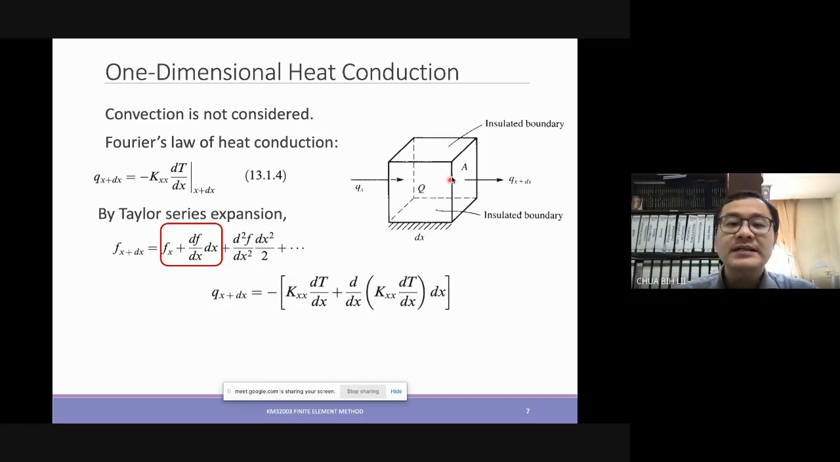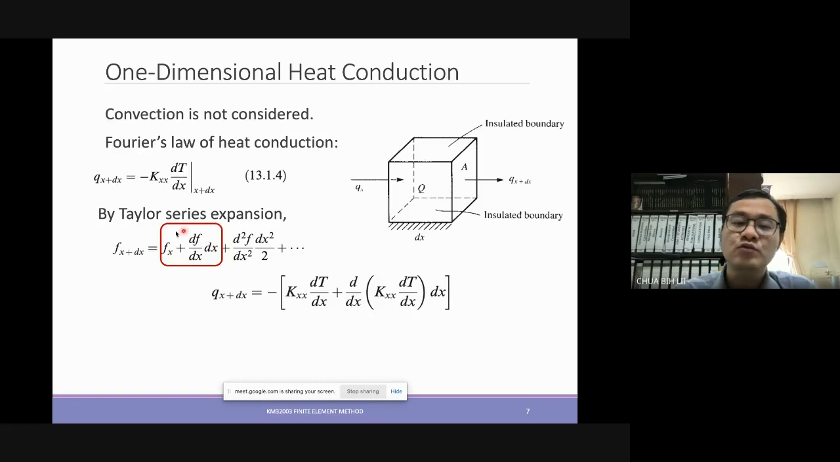For the heat transfer out from the surface, which we denote as Qx+dx, after a distance dx, we can use a Taylor series expansion. As we know, we can expand this based on the Taylor series, where we usually take only the first two terms, the first term and the second term.